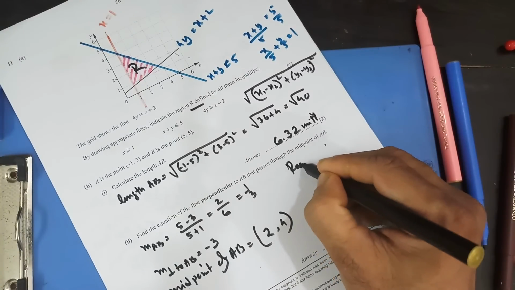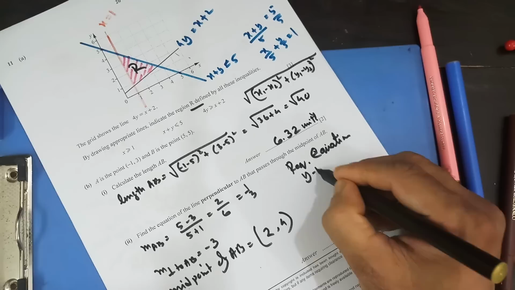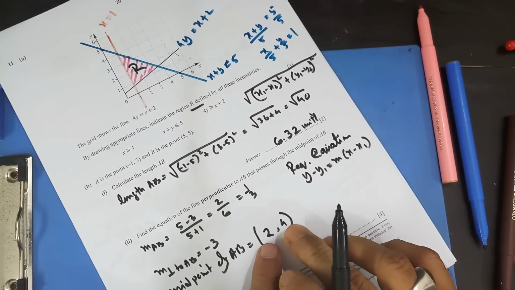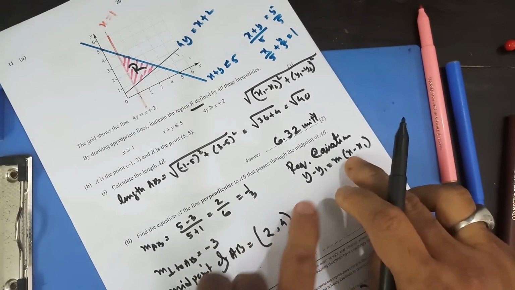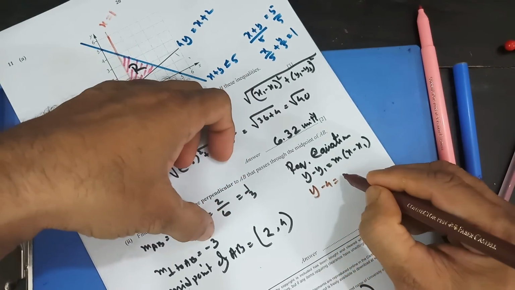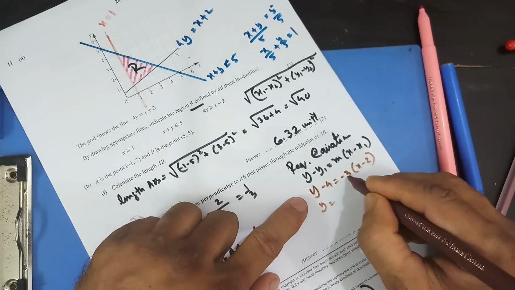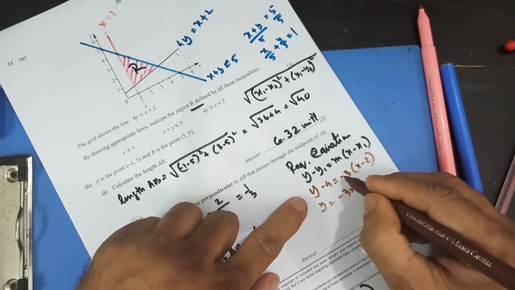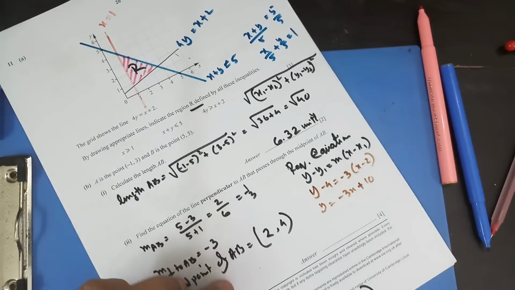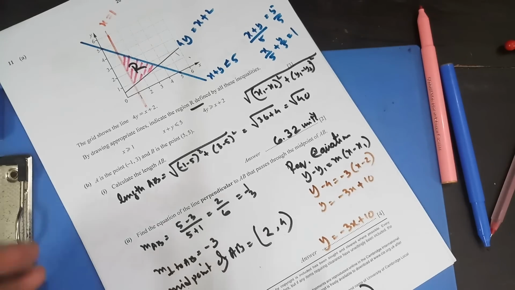So the required equation would be, the formula goes, y minus y1 equal to m times (x minus x1). When one point's coordinates and the gradient are given, this is the formula we use. So that's going to be y minus 4 equal to minus 3 times (x minus 2). Taking the bracket off and simplifying, y equals minus 3x, minus minus is plus 6, plus 4, that's plus 10. So this equation is y equal to minus 3x plus 10. Okay, so that was it.